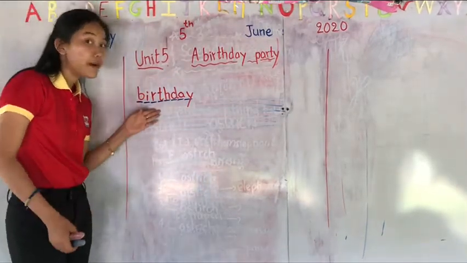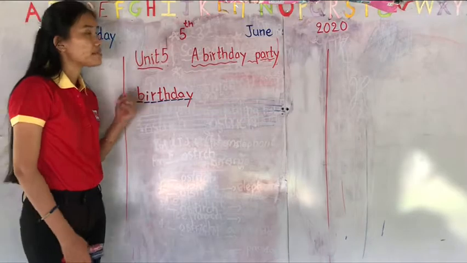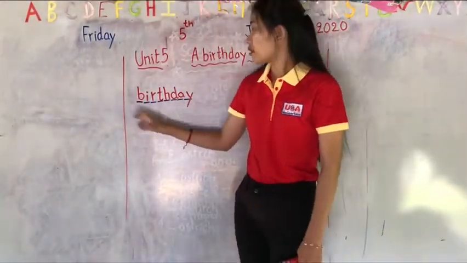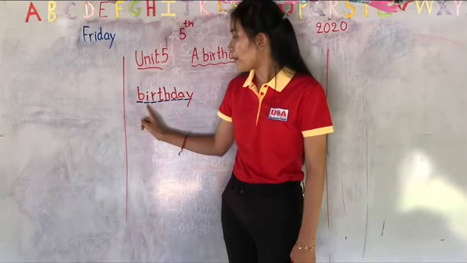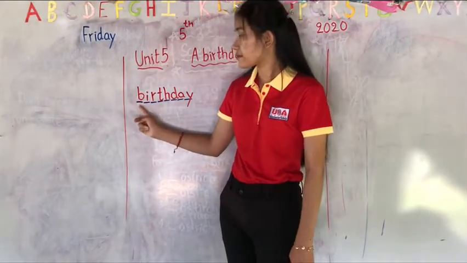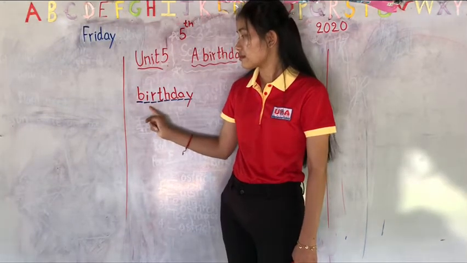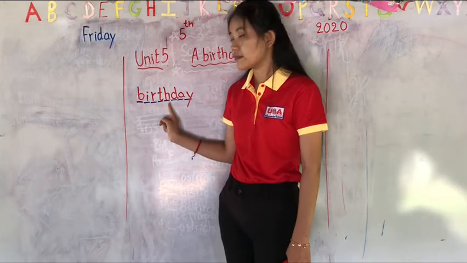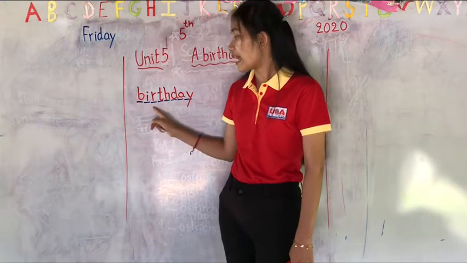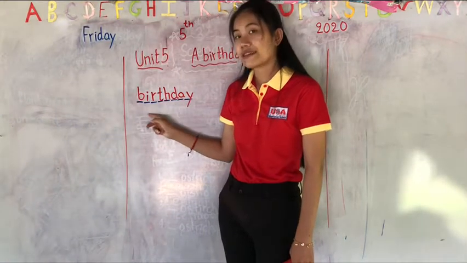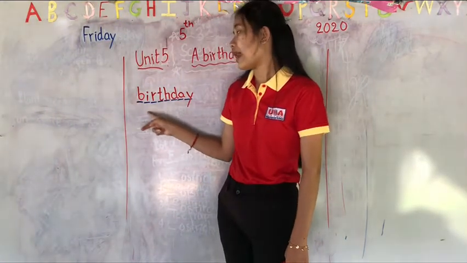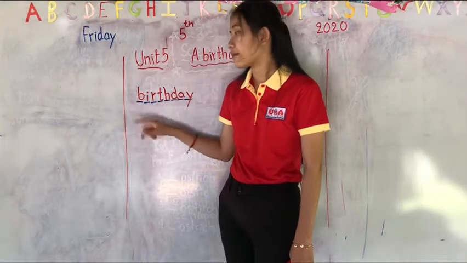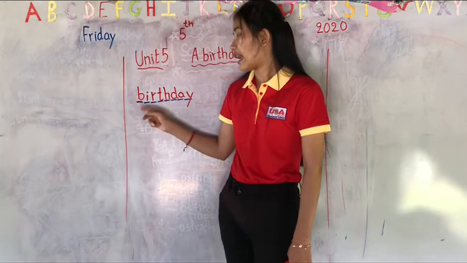Okay, so all together, birthday, birthday, birthday. Your turn. Birthday, birthday, birthday. Okay, now with me. B I R, B I R, B I R. I say B I R, you say T H. B I R, T H. Again, B I R, T H.